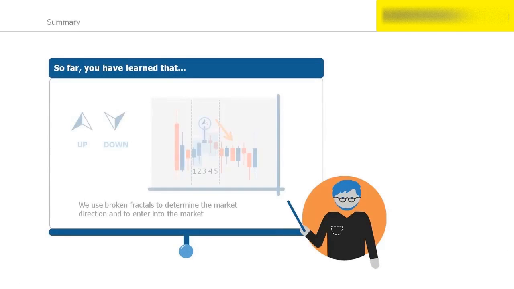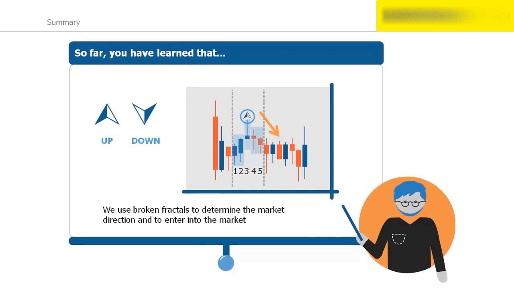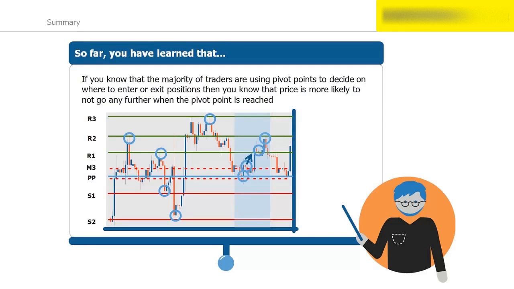So far, you have learned that we wait for a fractal to be broken because a fractal provides a strong signal that the market may reverse. This is why we use broken fractals to determine the market direction and to enter into the market. Pivot points are calculated using the previous day's price action and are used by many traders, including banks and financial institutions, to enter and exit the Forex markets. If you know that the majority of traders are using pivot points to decide on where to enter or exit positions, then you know that price is more likely to not go any further when the pivot point is reached.